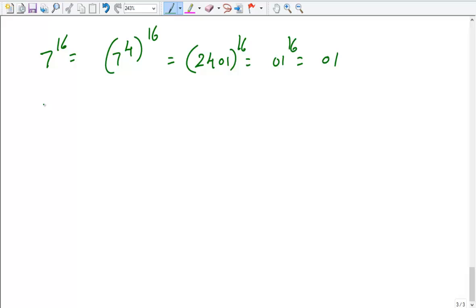That's very easy. Now let's say 9 power 16. 9 power 16 is nothing but we can write this as 9 square whole power 8. 9 square is 81. 81 whole power 16, that's nothing but 1. 8 into 6 is 48. It is 8. That's very easy.